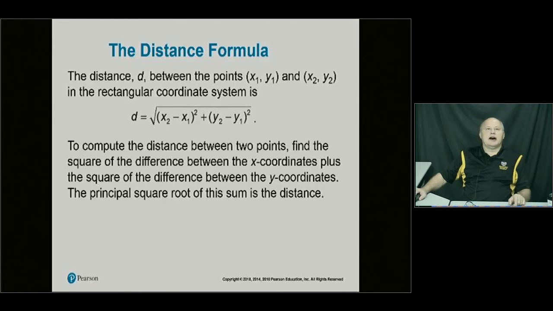Okay, to compute the distance between 2 points, find the square of the difference between the x-coordinates plus the square of the difference between the y-coordinates. The principal square root of the sum is the distance. So they're just trying to give you the formula in a wording format. So these last 4 lines is just a wording format of the distance formula.